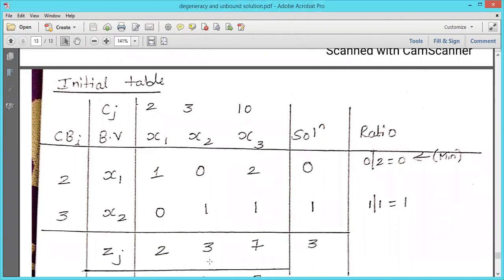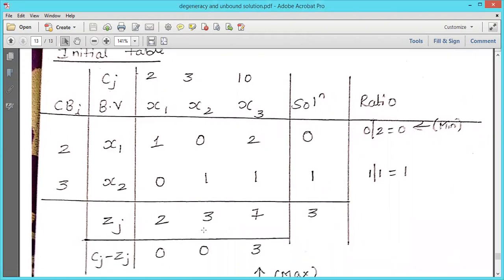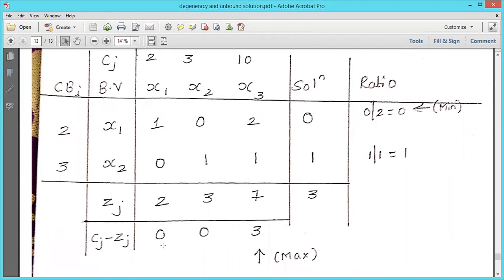So Zj, we have to find the Zj. Zj: 2 into 1 plus 3 into 0, we will get 2. In the same way we have to find the other values. So 3, 7 and the objective value is 3. Now Cj minus Zj: here 2 minus 2 is 0, 3 minus 3 is 0, 10 minus 7 is 3. Now 3 is the maximum value, so x3 will be our key column.